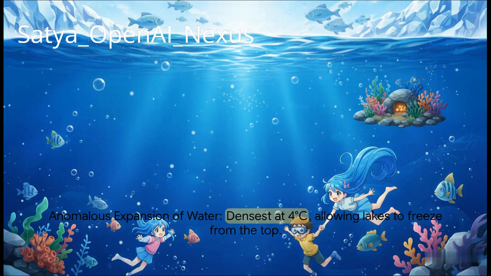But not everything plays by the rules. Water is the famous rebel here. As you cool water down, it shrinks, just like you'd expect. But then, between 4 degrees and 0 degrees Celsius, it does something totally bizarre. It starts to expand again. This means that water is at its absolute densest at 4 degrees Celsius, and this strange behavior has a huge impact on our planet. It's the reason lakes freeze from the top down, which insulates the water below and allows fish and other aquatic life to survive the winter.